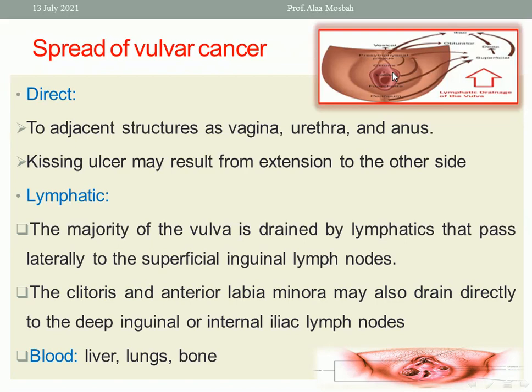Okay. This is the direct spread, but lymphatic spread is very important in vulval cancer. The majority of the vulva drains into the superficial inguinal lymph nodes, which drain to the deep inguinal lymph nodes, but the anterior part of the labia and the clitoris can drain directly to the deep inguinal or internal iliac lymph nodes. That's why malignancy in this region, the clitoral region and the anterior labia, is more dangerous than the posterior. Or metastasis may spread through the blood vessels to liver, lung, and bone for distant metastasis.